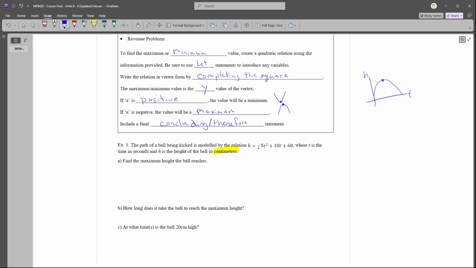So it's definitely going to be a maximum. So in order to do this, we are going to have to complete the square for this quadratic relation. We need to put it into vertex form so we can actually do something useful with it. So let's start the process.